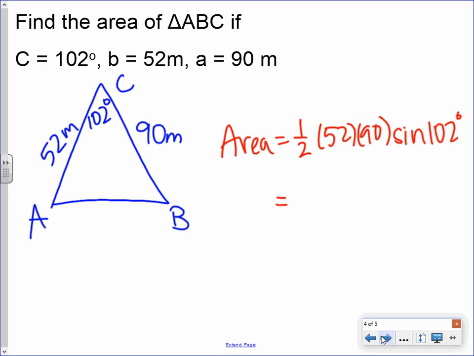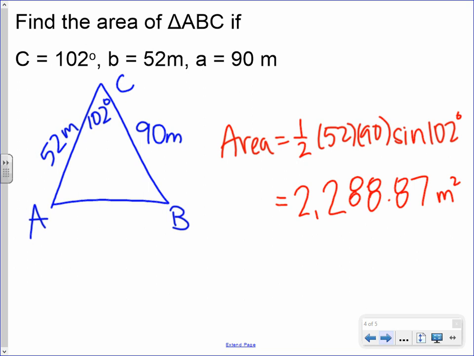Okay? So did anyone type this in their calculator? Nobody? It's 2,288. And since our sides are meters, then this is going to be square meters.